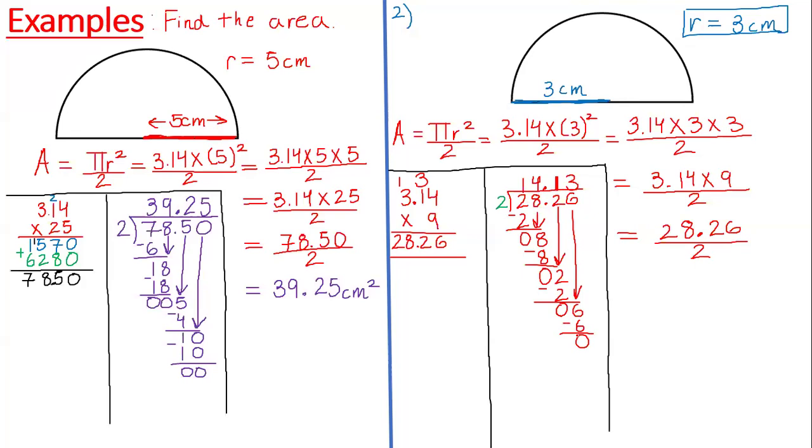Mr. Petit, will I be penalized for the way I did my division? Because I just did 2 times 28, then 2 times 2, and then 2 times 6. I didn't do 2 times 2 and then 2 times 8. That's no problem. You could go straight into 14. That's fine. So it's gonna be 14.13 centimeters squared.